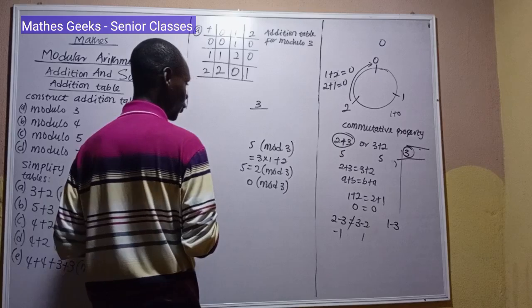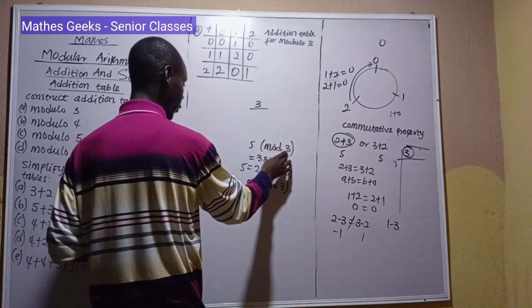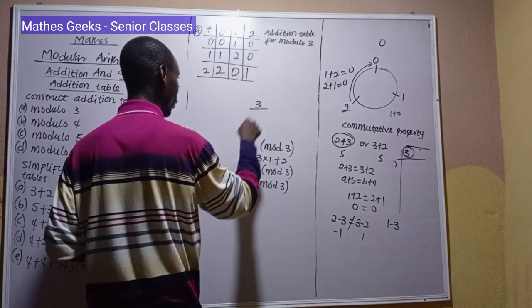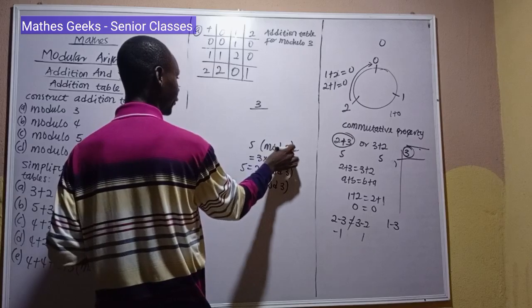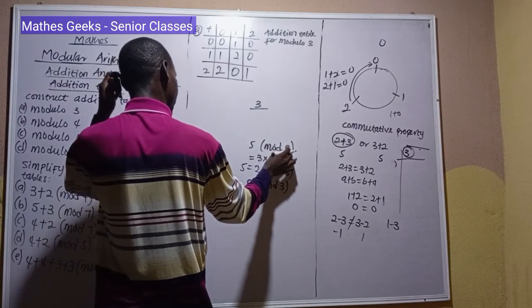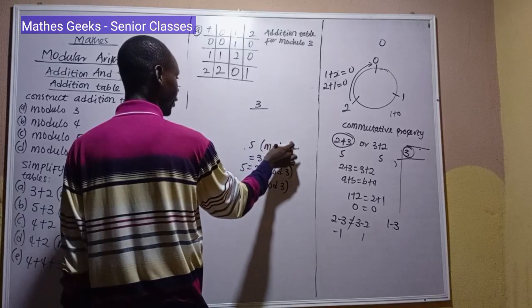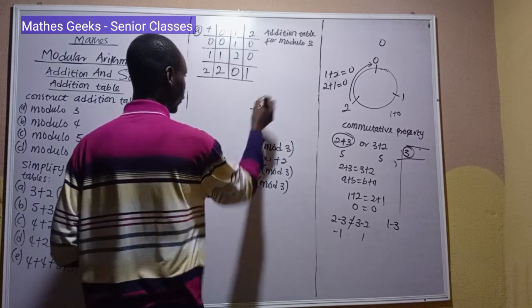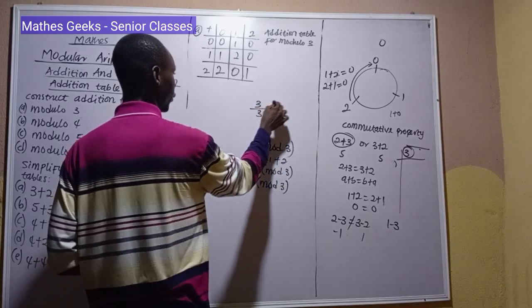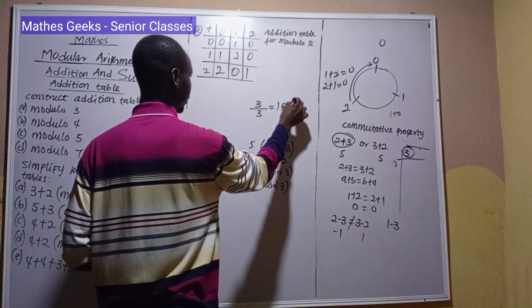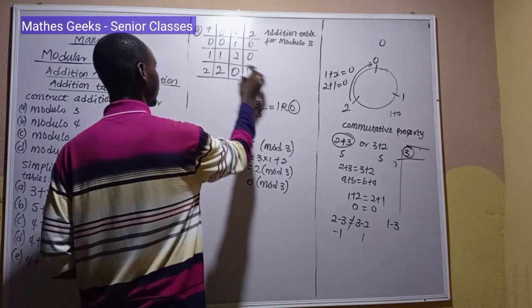Once it gets to the mod number or exceeds the mod number, we're going to divide it by the mod number, which here is 3, and then get the remainder. So since 3 is equal to 3 here, we divide by 3. 3 divided by 3 is equal to 1, remainder 0. So this is what we are taking.